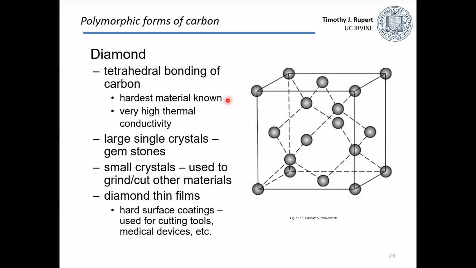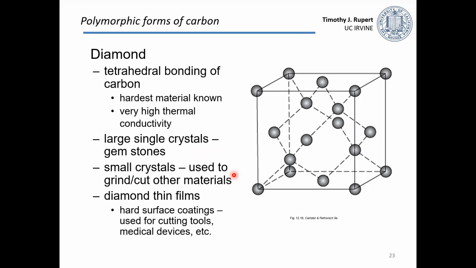Okay? Now this shows the power of this type of bonding. It's the hardest material known, has a very high thermal conductivity. If we get these in large single crystals, these are things you might see as gemstones or wedding rings. There's also more practical engineering applications. So we often use small diamond crystals to cut and grind other materials because they're so hard.